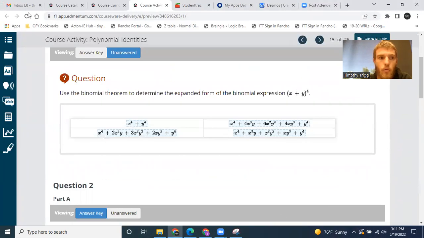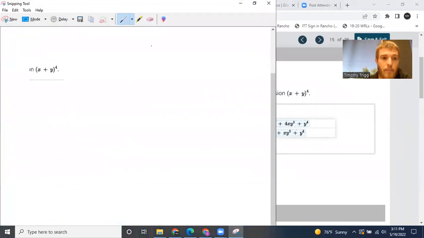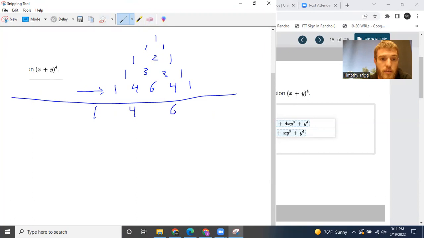So we're going to go ahead and grab this thing here, and we're going to use our Pascal's triangle to help us out. So that was 1, 1, 1, 1, 2, 1, 1, 3, 3, 1, 1, 4, 6, 4, 1. Okay, and this is the row we're going to use. All right, pretty simple. Now, that means it's going to be 1, 4, I'm leaving some space here, right? 1, 4, 6, 4, 1.